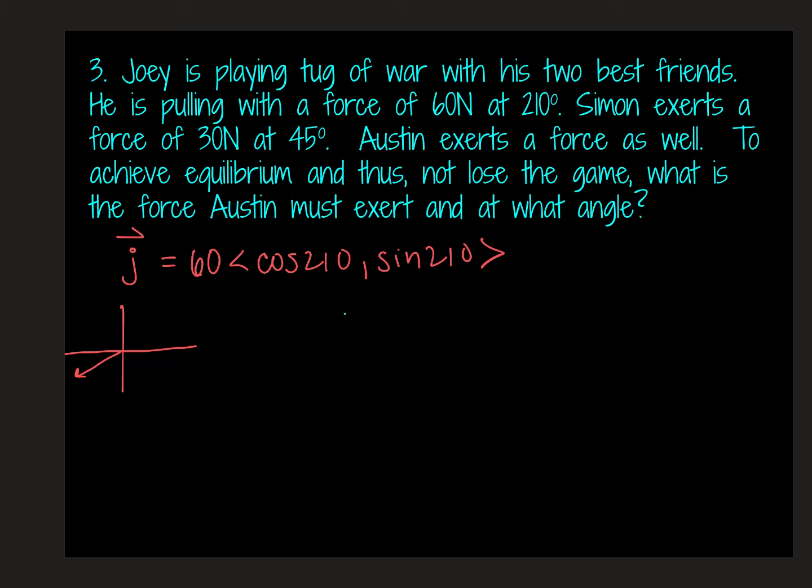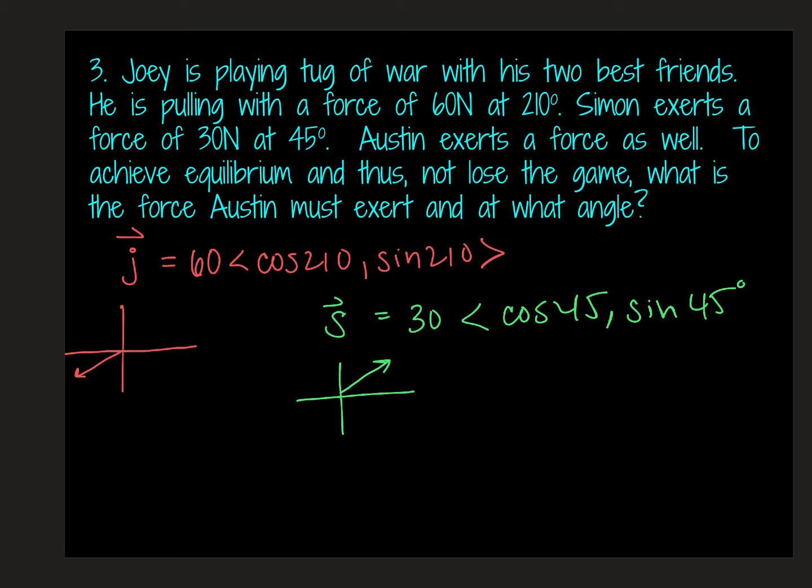Okay. And then if we do Simon's, is 30 newtons at 45 degrees. Simon is 30 times cosine of 45, sine of 45. Okay. And then we are looking for Austin's. We don't know his force. Okay, so it's the magnitude of however strong he's pulling it. And we don't know his direction. Okay, but we can figure that out.